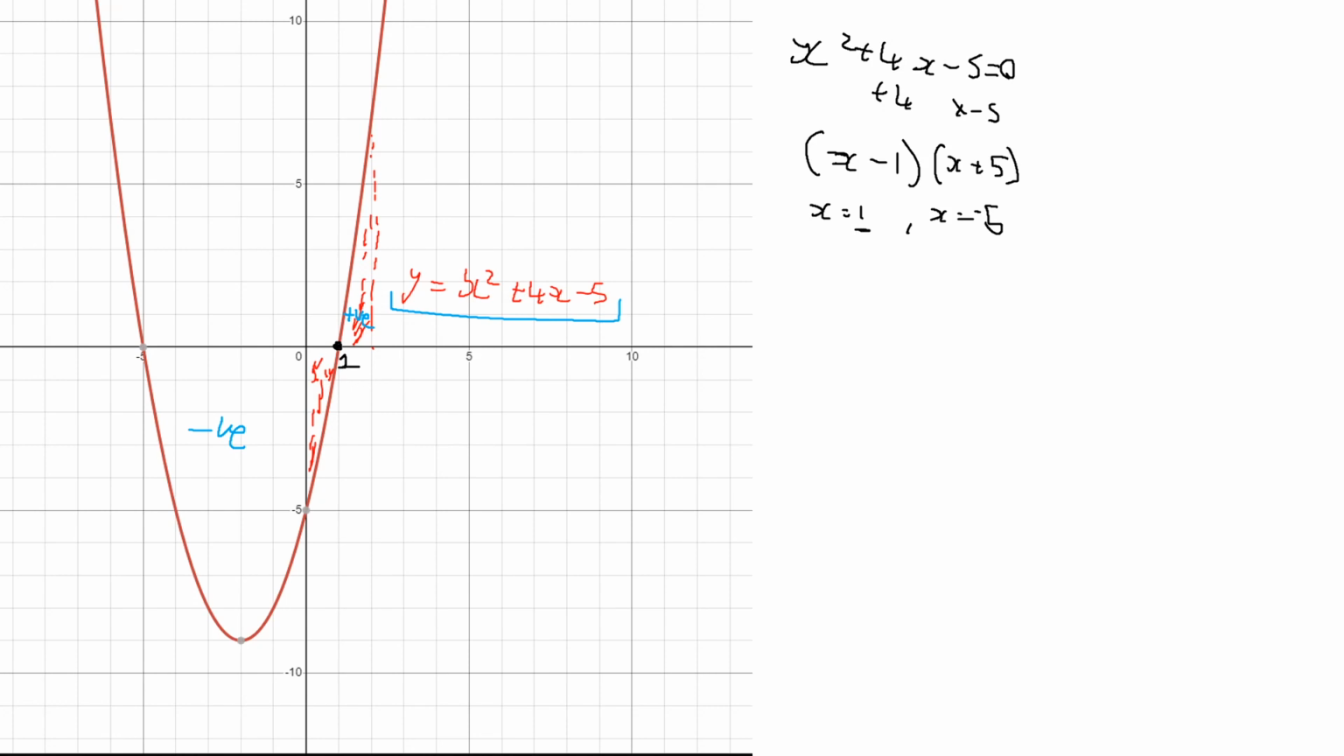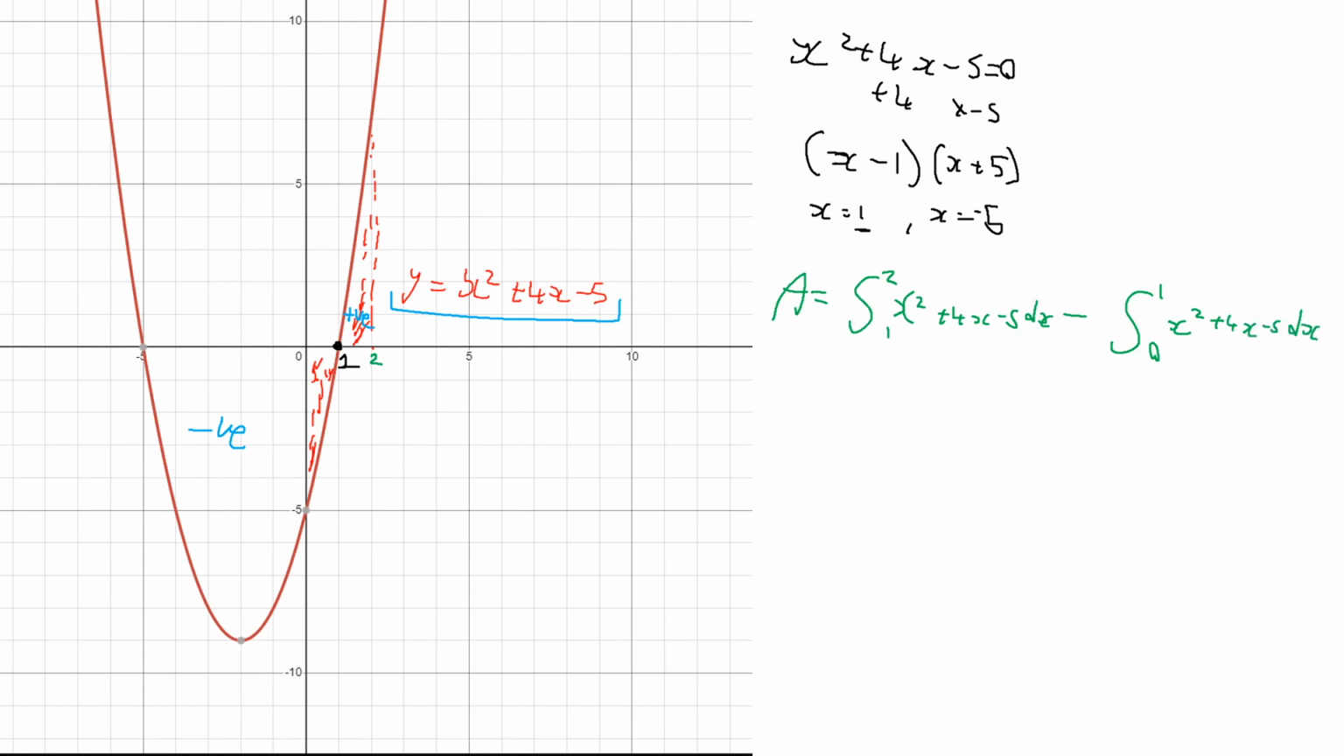And now we can say that the area is going to equal the integral of, we know that this is 2, so it's between 2 to 1 of x squared plus 4x minus 5 dx, minus, because it's minusing a minus, the integral between 1 and 0 of that same integration.